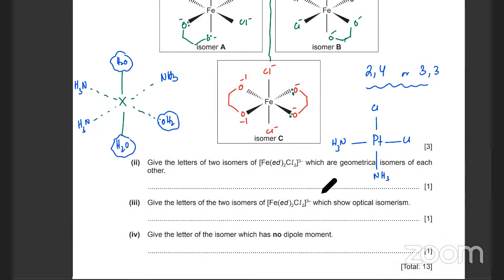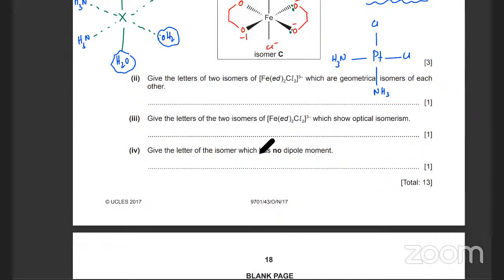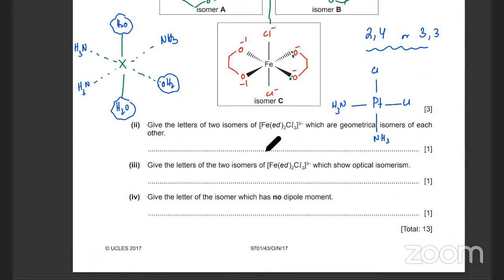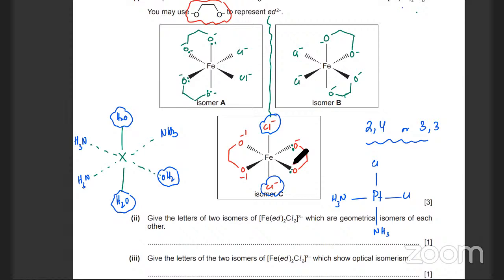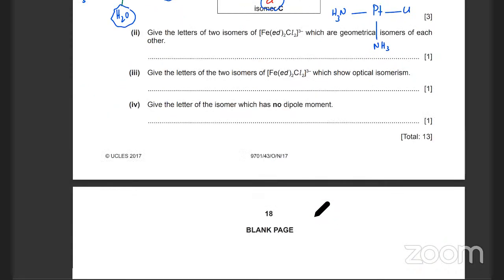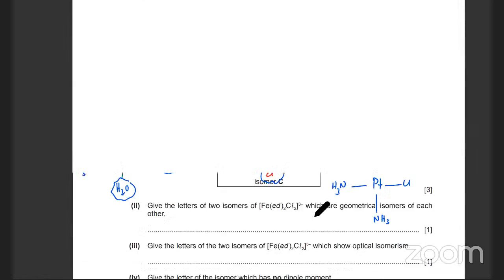As the next one is give the letter of the two isomers. We did that. Give the letter of the isomer which has no dipole moment. So it's going to be this one, because the dipoles will cancel out. Is that clear? Mohammed, yeah. Ethan, is this clear? Yes, sir. Because the Cls are opposite to each other, and the oxygens are opposite to each other as well. So all the dipoles are going to get cancelled out. So that's it. That was the last question.